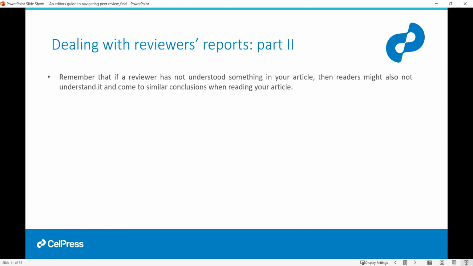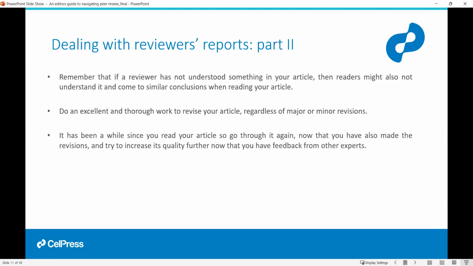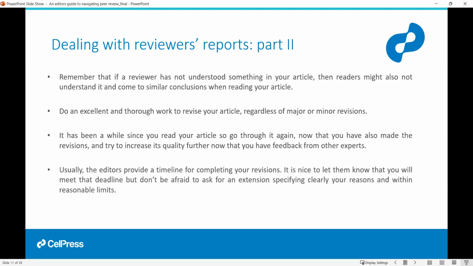Sometimes reviewers might not have understood something in your article. And remember that if they didn't, and they are the experts in the field, then the readers might also not understand it and come to similar conclusions when reading your article. So try to improve those areas. Try to do an excellent and thorough work to revise your article, regardless of whether you have a major or minor revisions decision. And since it has been a while since you read your article, go through it again. You've also made the revisions, so you've made the changes that the experts have suggested, and try to increase its quality further now that you have feedback from other experts.